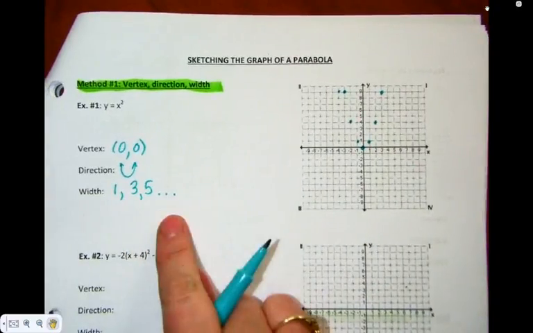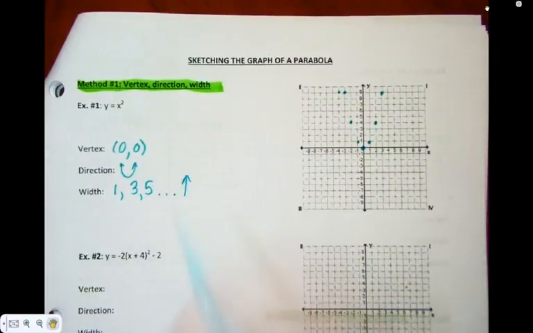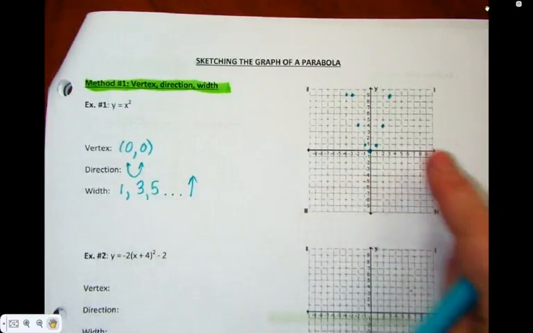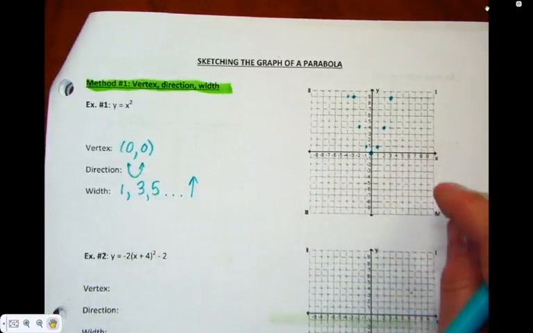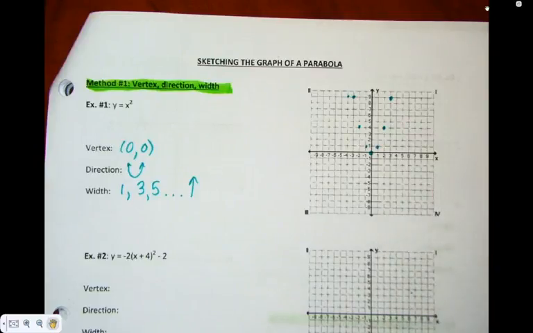So when I say the width is 1, 3, 5, that is the amount we're counting up. We're always going to count 1 to the left and the right. And why? Because the difference in the x coordinates is always 1. The difference in the y coordinates is the odd numbers. If the direction was down, I wouldn't have counted up. I would have counted down. That's the only difference. That's it.